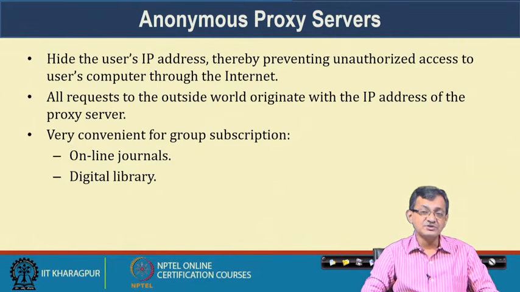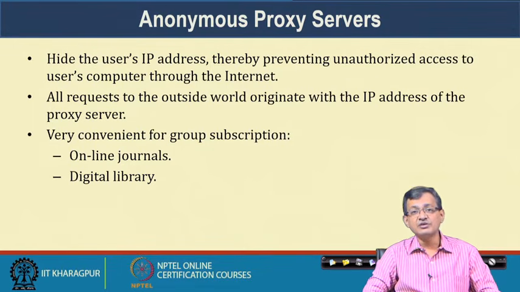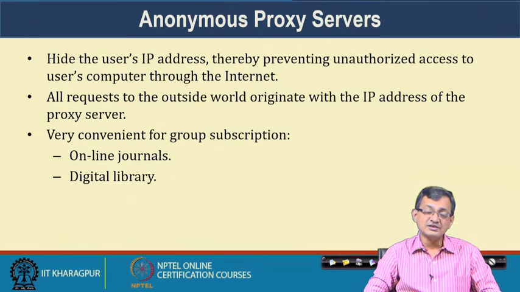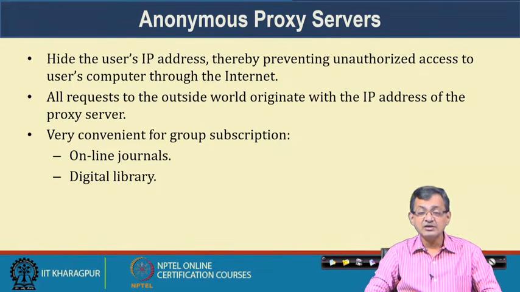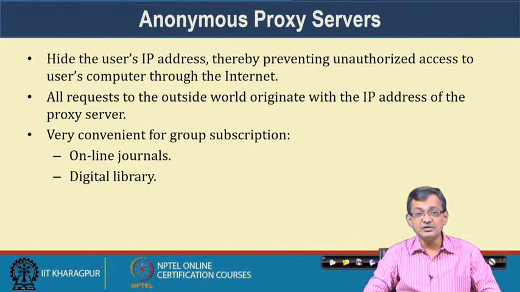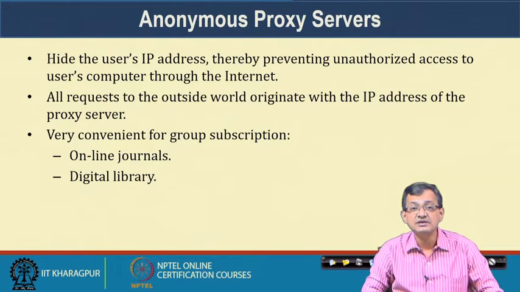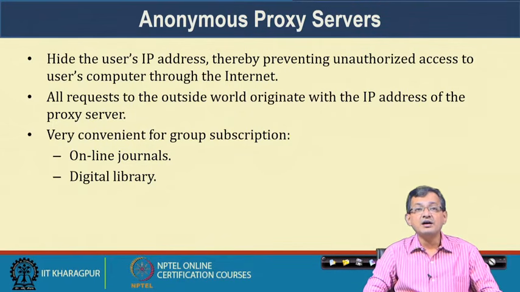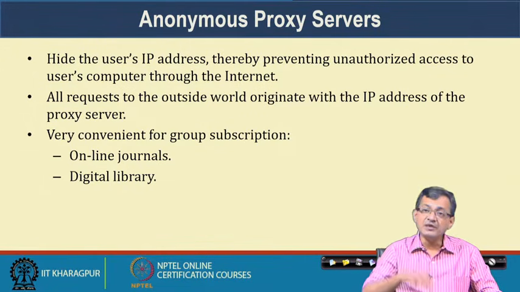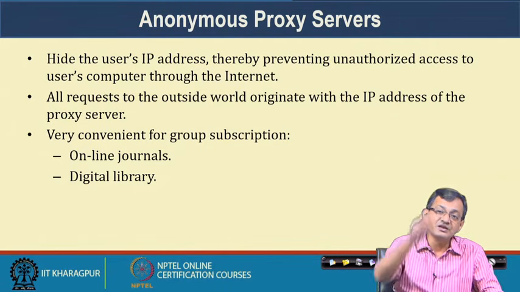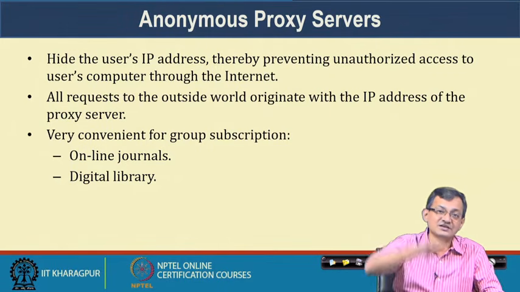So, it is an anonymous proxy. It hides the user's IP, right, and all requests to the outside world originate with the IP address of the proxy server. So, what is the external IP address of the proxy server? It basically hides the user's IP, right. So, all requests to the outside world originate with the IP address of the proxy, which goes to the external server.